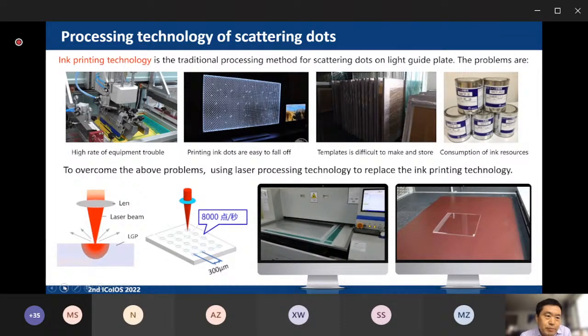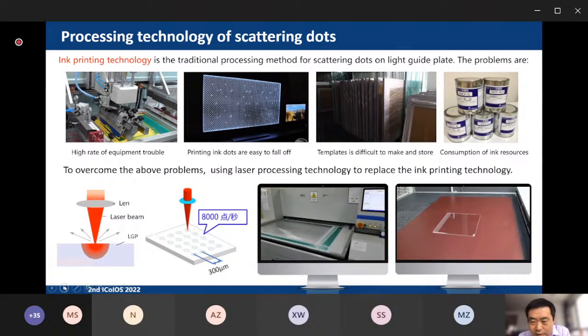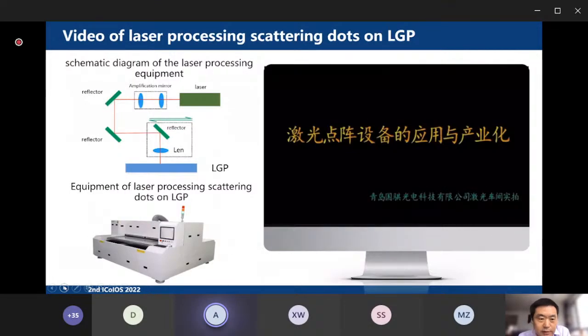Before, ink printing technology was used to fabricate the micro scattering dots, and there are many problems. So to overcome the above problems, we use laser processing technology to replace the ink printing technology. So this is the processing method. Please click this figure. Okay, this is the equipment we made to process it.